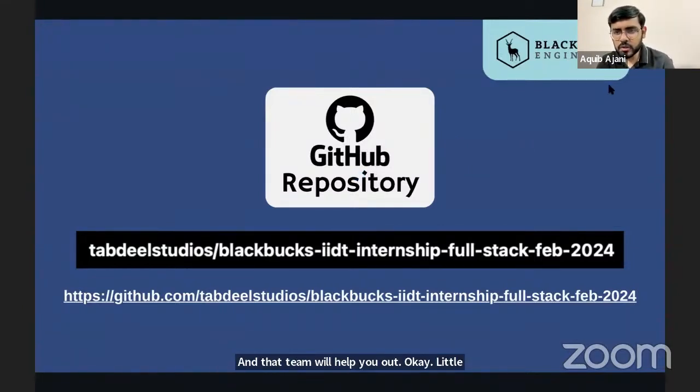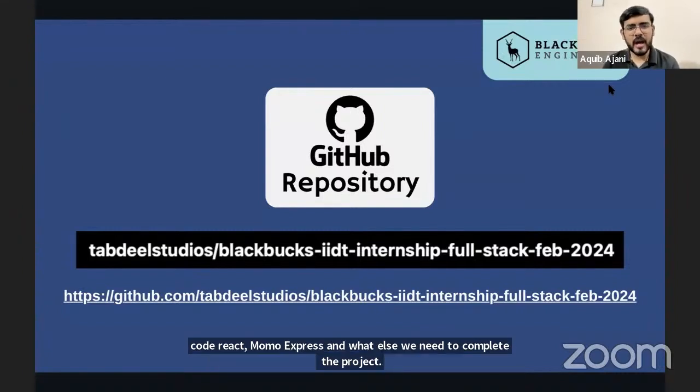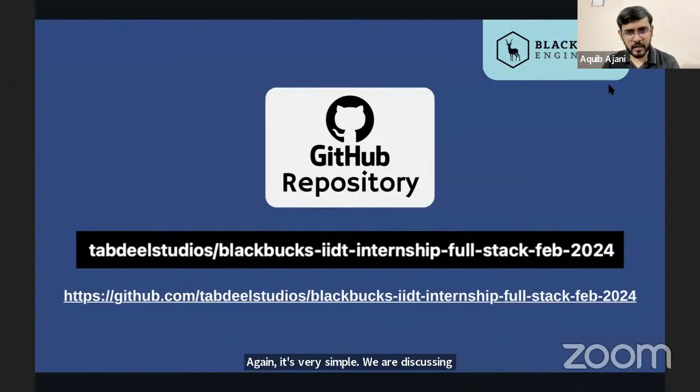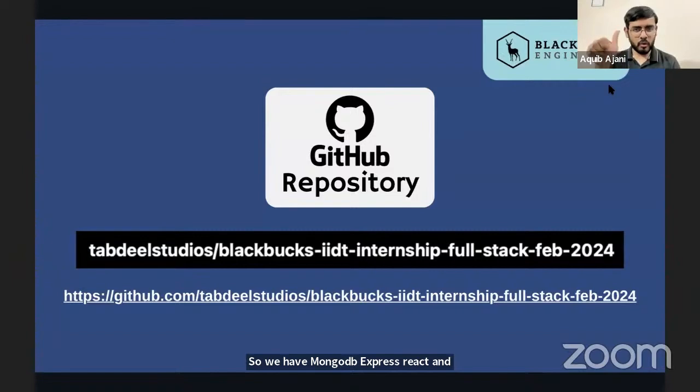There is a little bit of confusion about the difference between schema and code, React, Mongo, Express, and what else we need to complete the project. Gyaneshwari, it's very simple. We are discussing the MERN stack: MongoDB, Express, React, and Node. Node.js is not code we write. So MongoDB, Express, and React are the three technologies that we write code for.